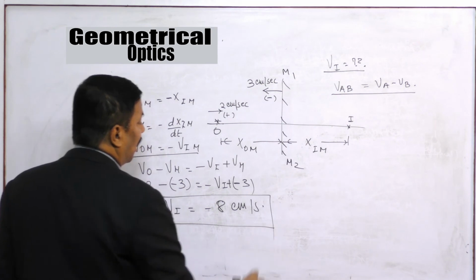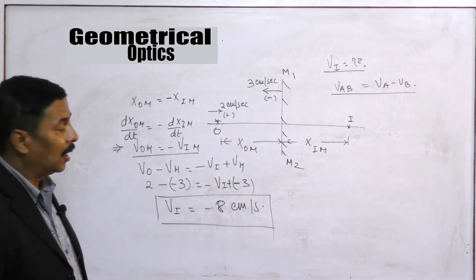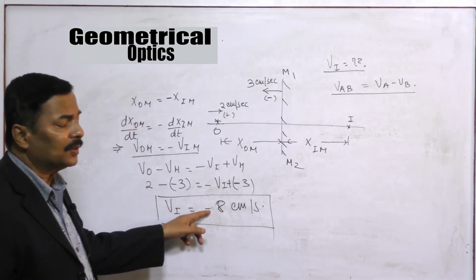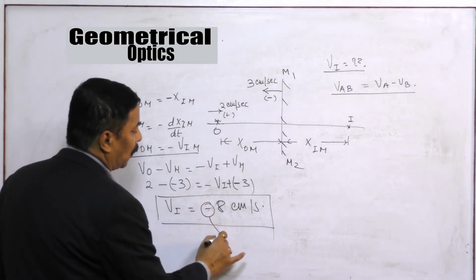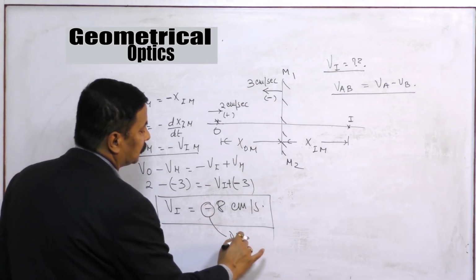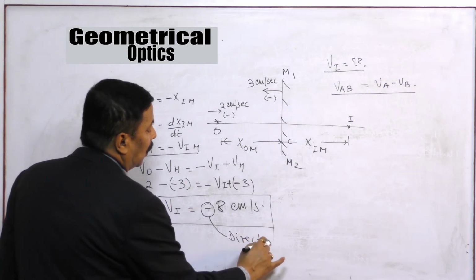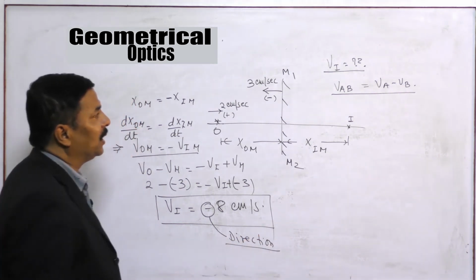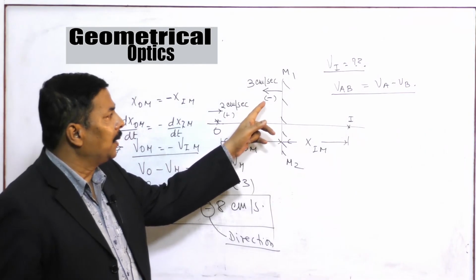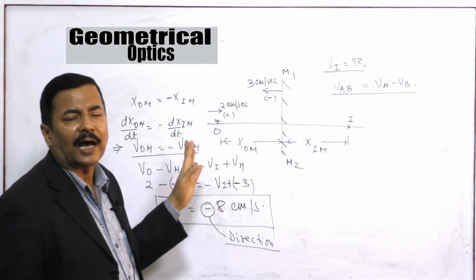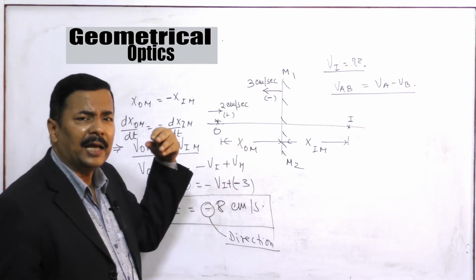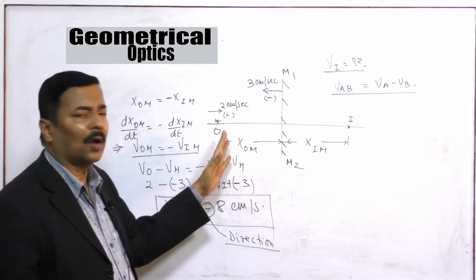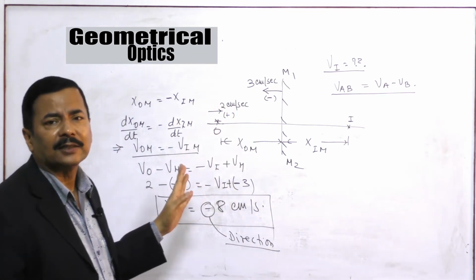Now minus 8 means what? Minus only tells about direction. This quantity tells about direction. Minus means that the image will be moving in this direction. That's all. And you can apply any number of situations in this concept and you can get the answer correctly.